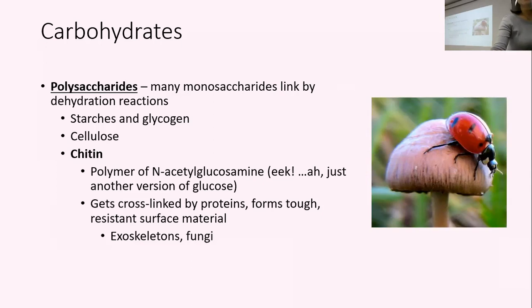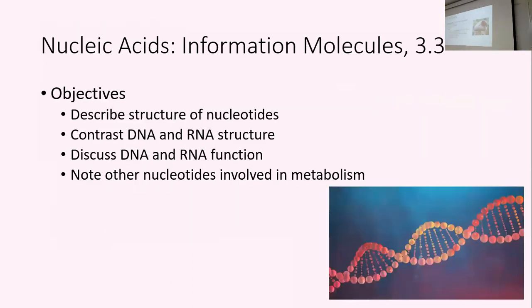All right. So that was carbohydrates. Next on the list, nucleic acids. These are information storing molecules, which is a big deviation from what we think of with carbs and lipids and things. Nucleic acids are big biological molecules that store information for the most part. So we're going to talk about nucleotides, which are the monomers of nucleic acids, and then talk about those polymers.